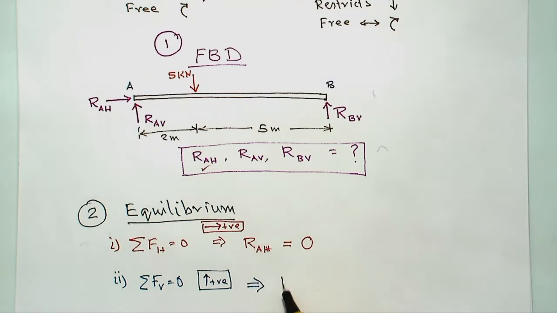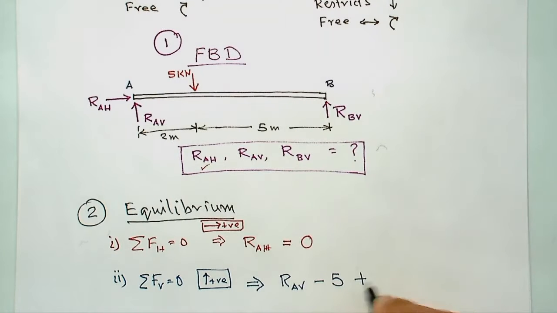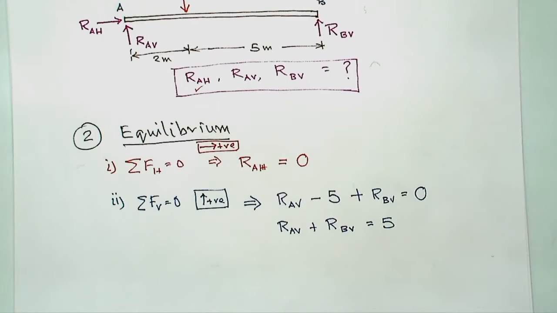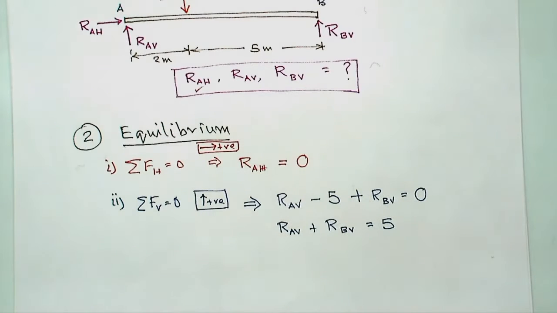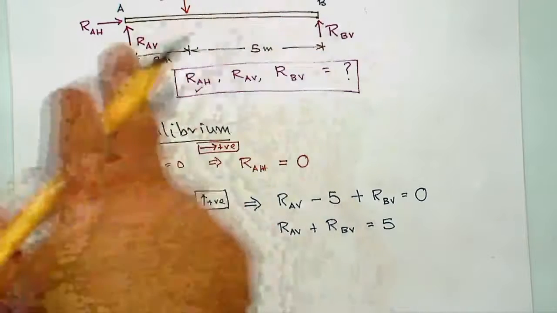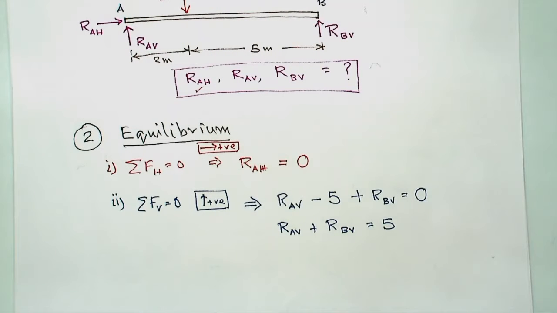So what does that imply? I've got here RAV going up, 5 kN going down, so that is with a minus sign, and RBV going up. This equals zero. There are no other ones. So this is giving me the information that those two vertical reactions must be equal to 5 kN, which makes sense because those are the only two available there. But it doesn't give us exactly how much each of these is. It gives me this relationship that the sum of these two must balance 5 kN. So we cannot solve it yet uniquely.